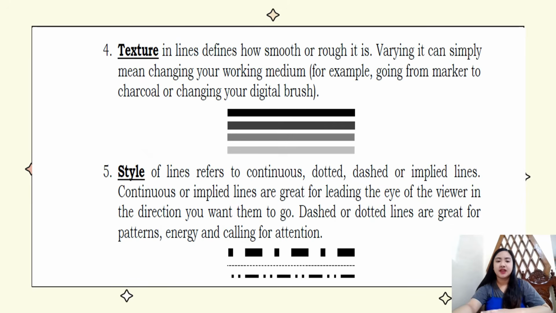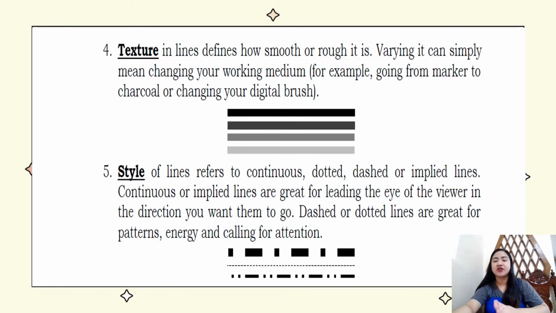The next one is texture. When we talk about texture in line, it defines how smooth or rough it is. Varying it can simply mean changing your working medium, for example, from using a marker to using a charcoal or changing into your digital brush. So there will be changes in texture as you change your medium or the item you use in drawing a line.